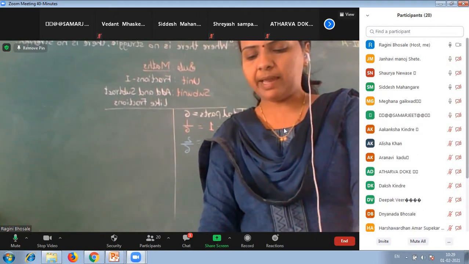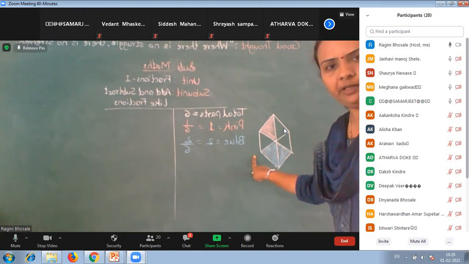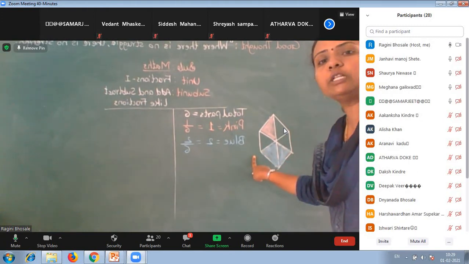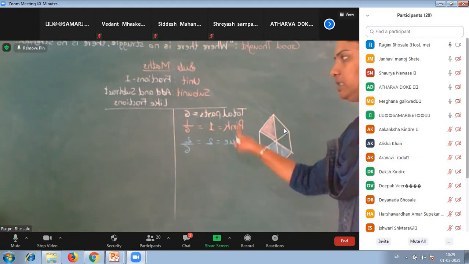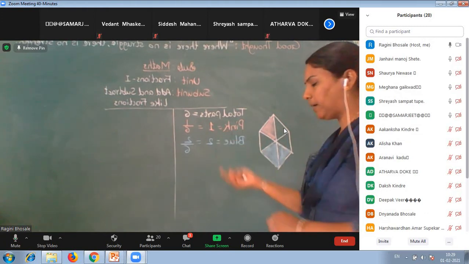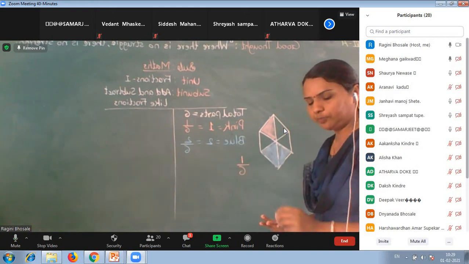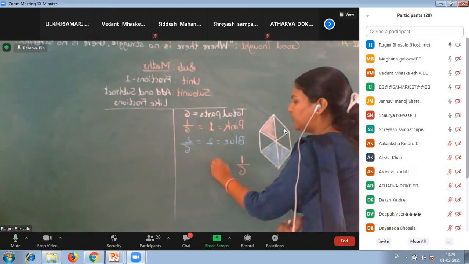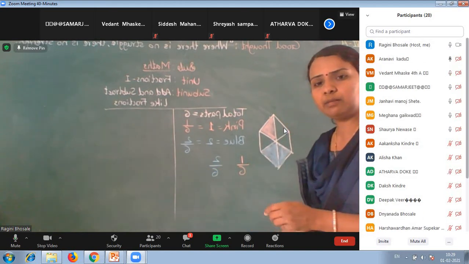Okay, now see my question. From the given figure, find out how many total shaded parts are there. If they have asked about the total, that means you have to do the addition. First of all, I need the pink part. How many pink fraction is there? That is 1 upon 6. And we have blue, that is 2 upon 6. Listen to me carefully.